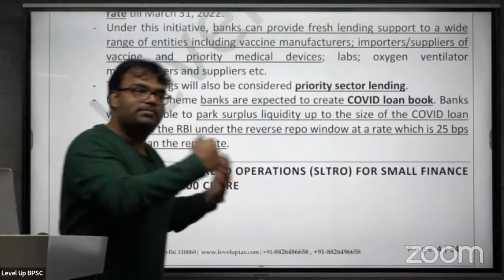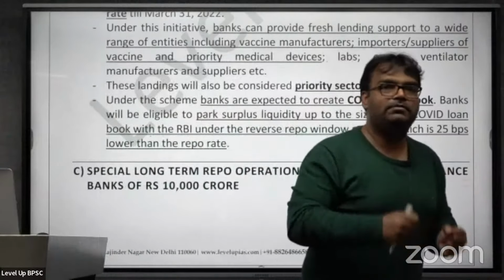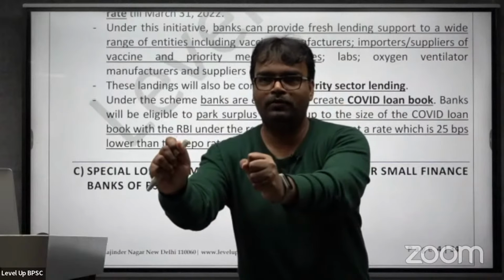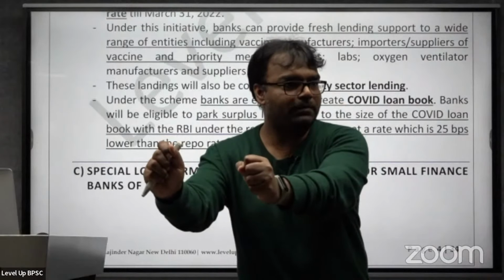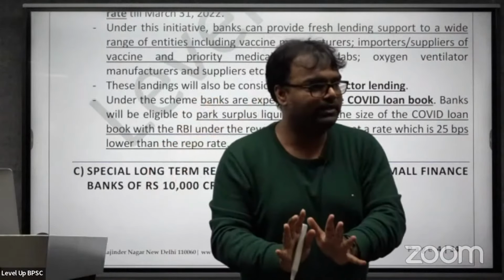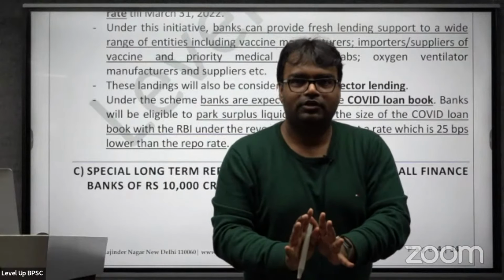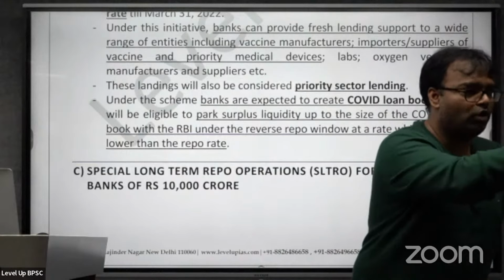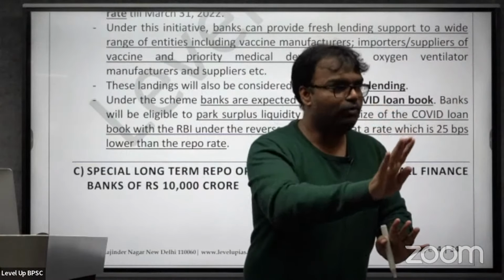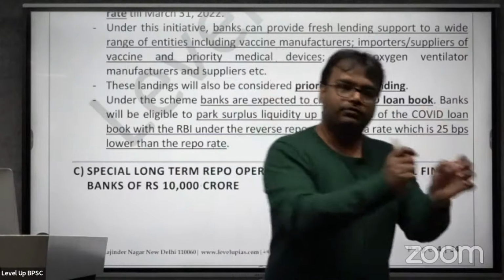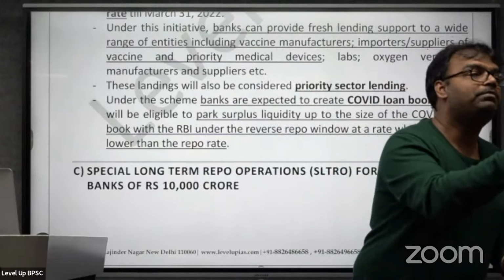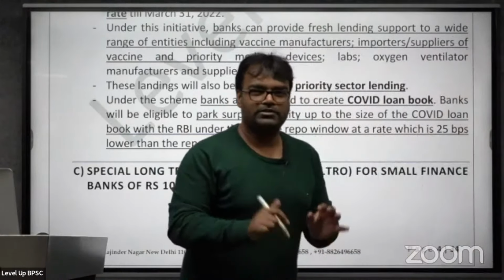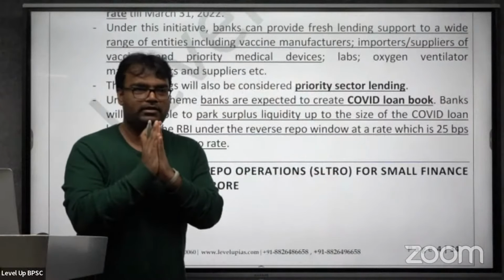So this is another mechanism by which RBI is saying, take money from us, lend it for COVID purposes, but if you have surplus money, you can deposit it with us. You will not be at a lot of loss. Only 25 BPS. You have borrowed money from us at repo rate, and you return it to us at 25 BPS below repo rate. Is everyone understanding this? I'm hoping.